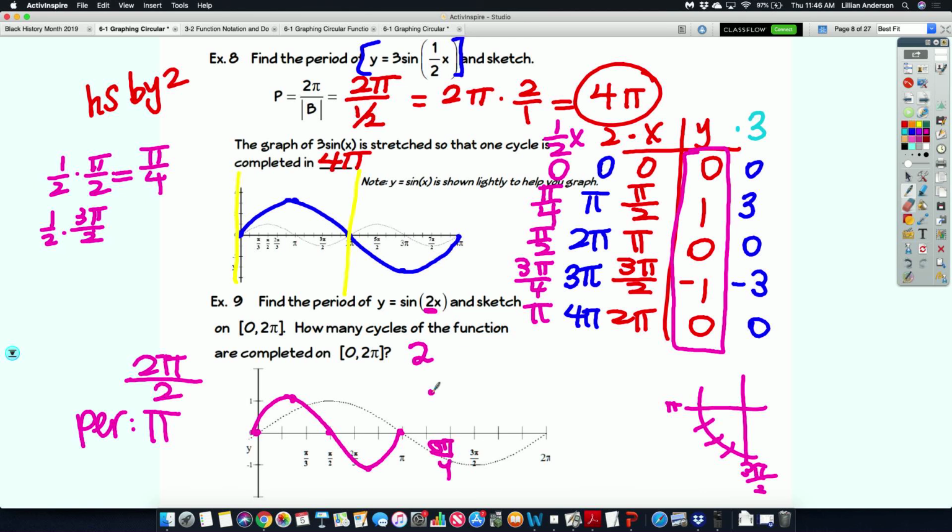Then I need to be at 0, but where am I going to be at 0? What angle? I go up to 1, then I have to come back down to 0. Where? Three pi over 2. Good. Then I'm going to be down at -1. Seven pi over 4. And then I'm going to be up at 0 where? 2 pi.